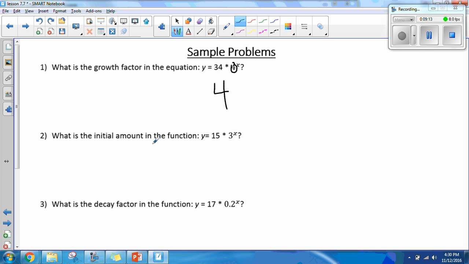What is the initial amount in the function y equals 15 times 3 to the x power? Remember, a represents our initial amount, so 15 is going to be our initial amount.